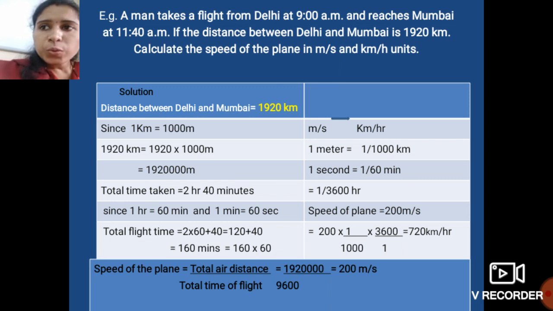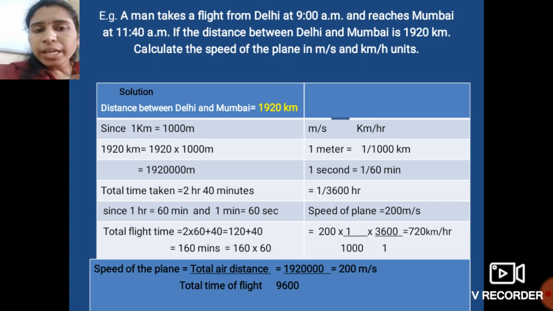First, what you have to convert? You have to convert this kilometer into the meter. Before that, what you have to write? You have to write what is given in this example. What is given in this example is the distance. So first write about this distance. What is the distance given over here? Okay, that distance is in kilometer and we have to calculate our answer in meter per second. So what do we do? We convert that kilometer into the meter.